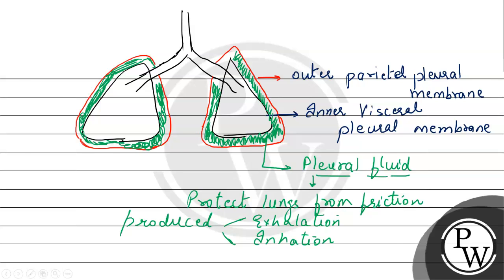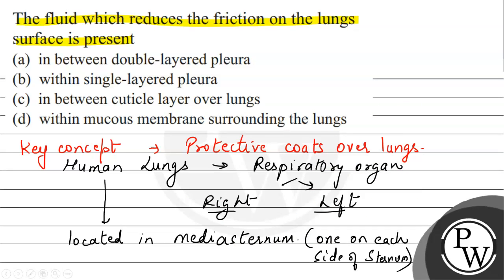तो question क्या पूछ रहा है, ऑप्शन हम देखें. The question is asking the fluid जो friction को कम कर रहा है वो कहाँ present है? Either A it is in between the double layered pleura. तो yes, this is the correct answer. A is correct. So actually we'll go with option A.